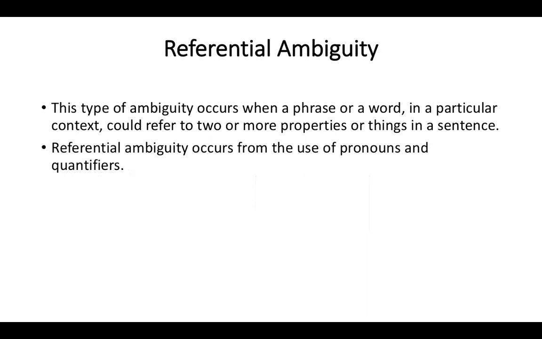Then we have referential ambiguity. This type of ambiguity occurs when a phrase or a word in a particular context could refer to 2 or more properties or things in a sentence. Referential ambiguity occurs from the use of pronouns and quantifiers. That is why you call it referential ambiguity. It is ambiguity that arises from referencing something.